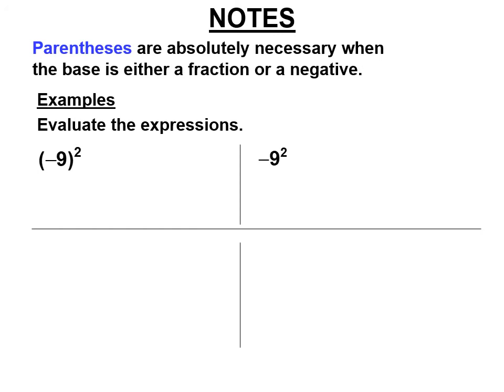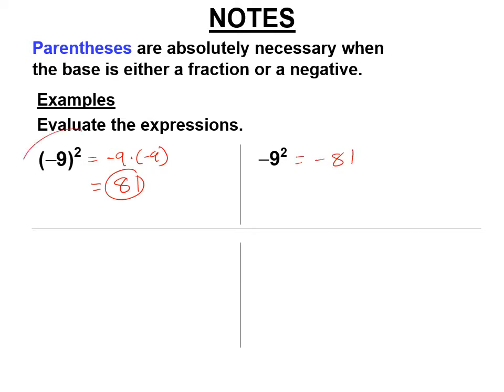All right, so parentheses are absolutely necessary when the base is either a fraction or a negative. So let's evaluate this. That is negative 9 squared. That's negative 9 times negative 9, positive 81. That's why I recommend writing it out, because 2 negatives make a positive, and then you see the 2 negatives that are making the positive. Now, order of operations, we'll talk more about this, says exponents come before this. It's a negative, but it's just like subtraction. It comes before that. So this one is 9 squared, 81, and then you make it negative.